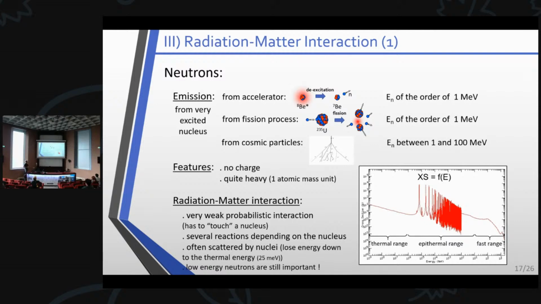I just give you an example of what we call a cross section. It helps to calculate the probability of performing an interaction. You can see there are many decades of orders of magnitude of different energies, and neutrons, even thermal neutrons, are still important. They can perform a nuclear reaction.